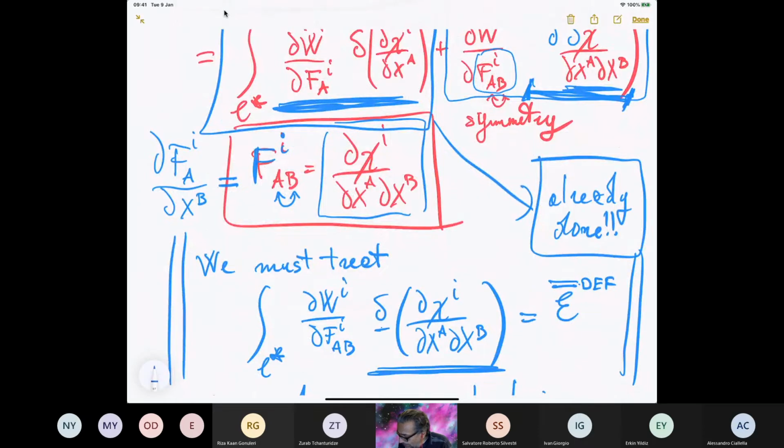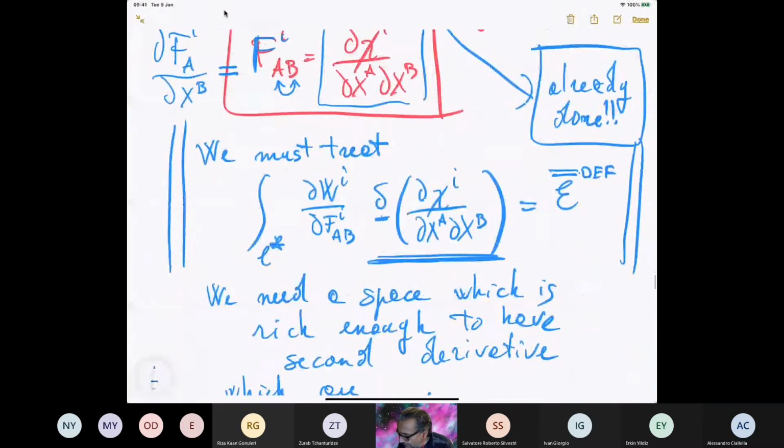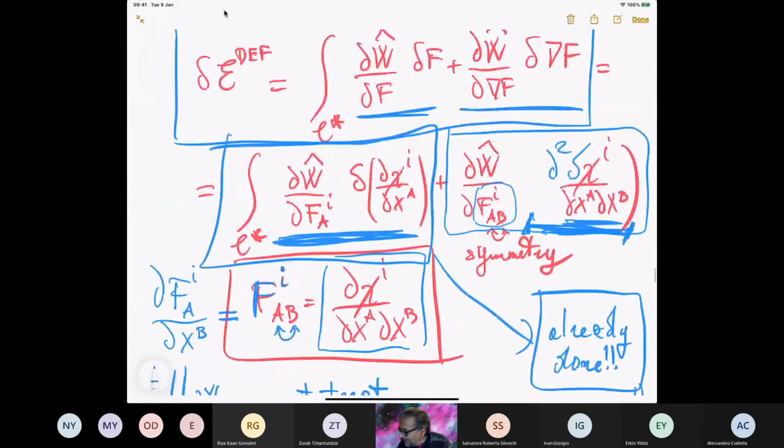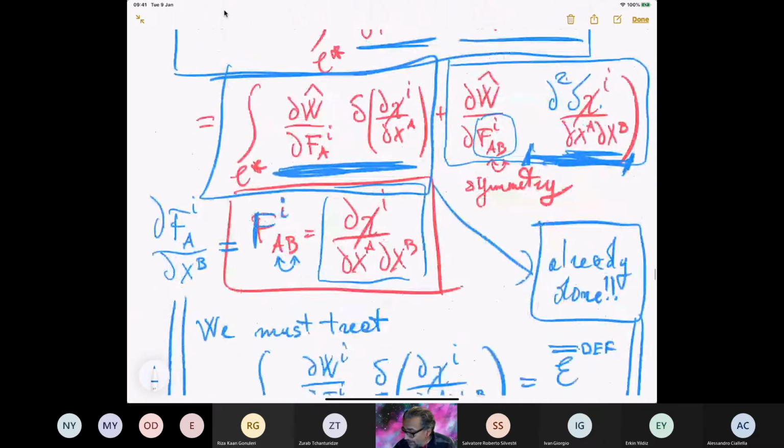I consider that this is equal to that. So the second derivative of the small variation of placement is a small variation of the second derivative. Okay. And this equality is not obvious.